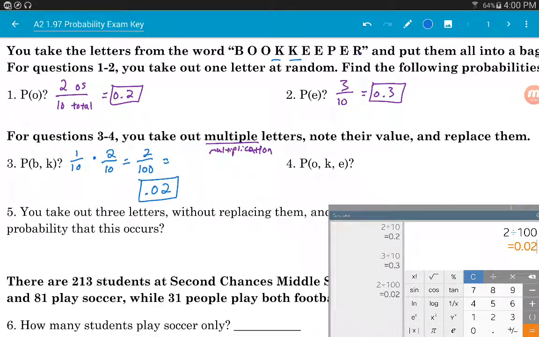Okay, question 4, the probability of getting an O, then a K, then an E. For O's, that's 2 O's out of 10. And then the K, there are 2 K's out of 10. And then an E, 3 E's out of 10. When I multiply those together, I get 12 over 1,000.